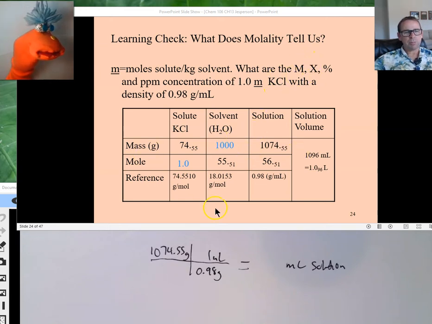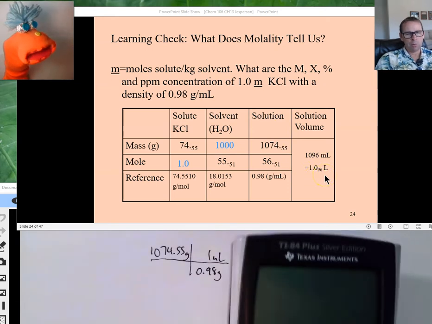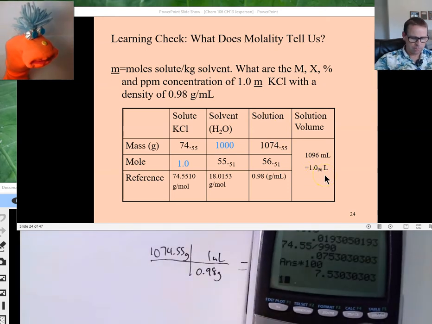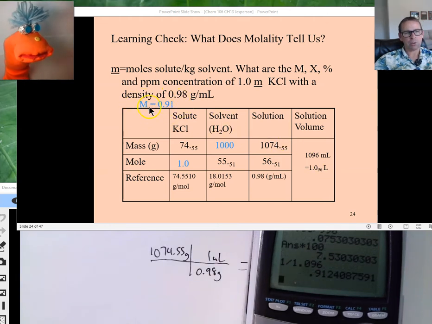So from the information in the table that we've generated, can we identify the molarity? Yeah, let's see. It's moles of solute, that would be 1, divided by liters of solution. Where's liters of solution? That's this stuff, right? Oh, yeah, okay, 1.096. So 1 divided by 1.096. Very good. So my molarity is 0.91 molar. Good.